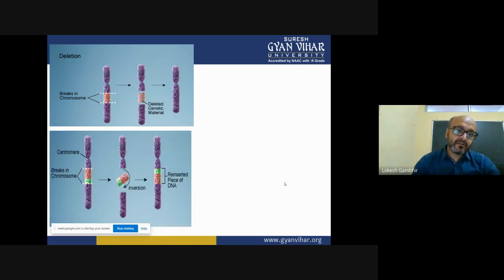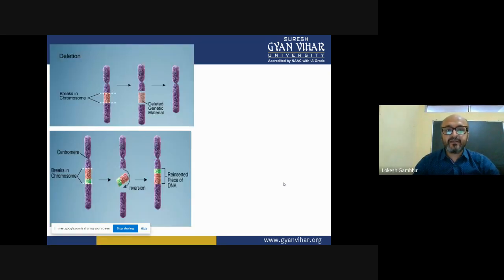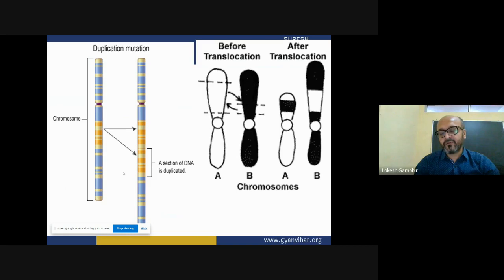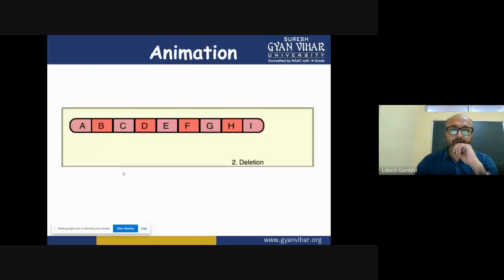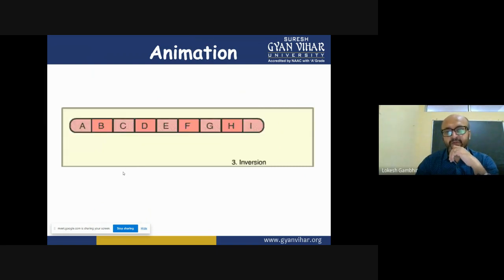Then what is another case? If you summarize, we talked about deletion, inversion, duplication, and then the translocation part and the non-disjunction part. So these five things we have collectively termed chromosomal mutations. Now, let us focus on this particular slide on how deletion is going about.